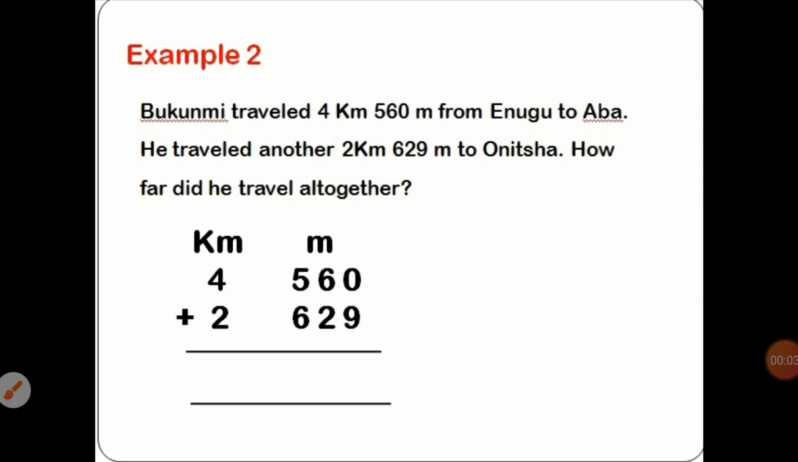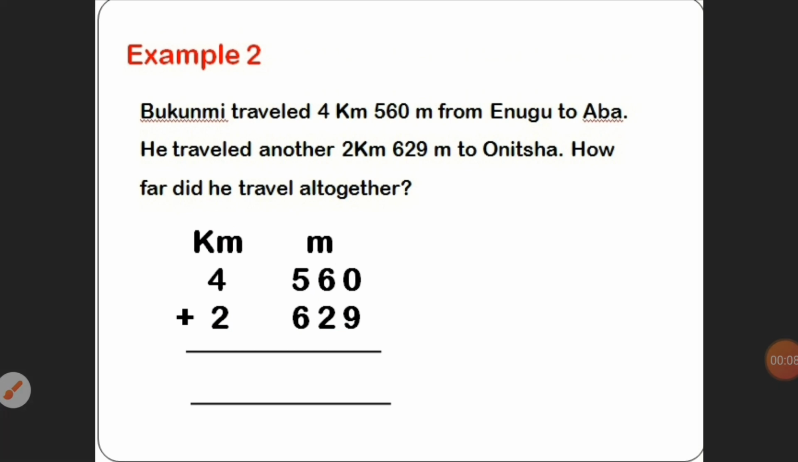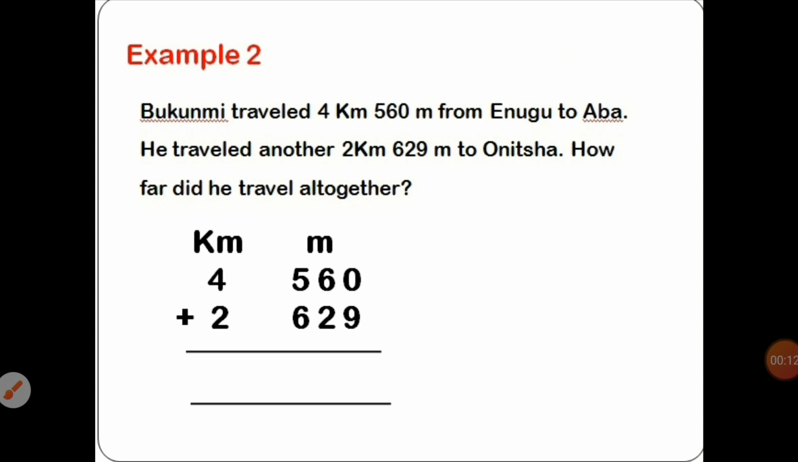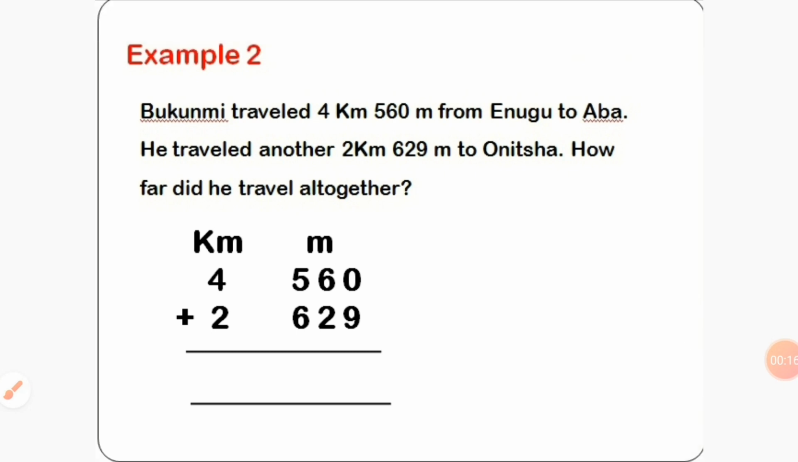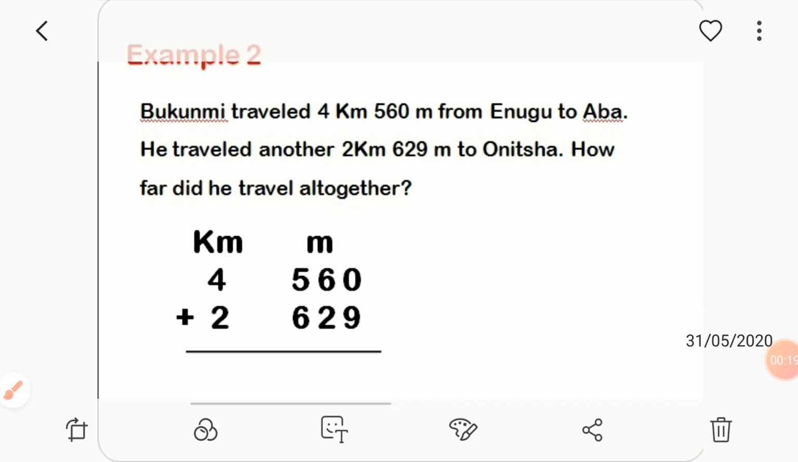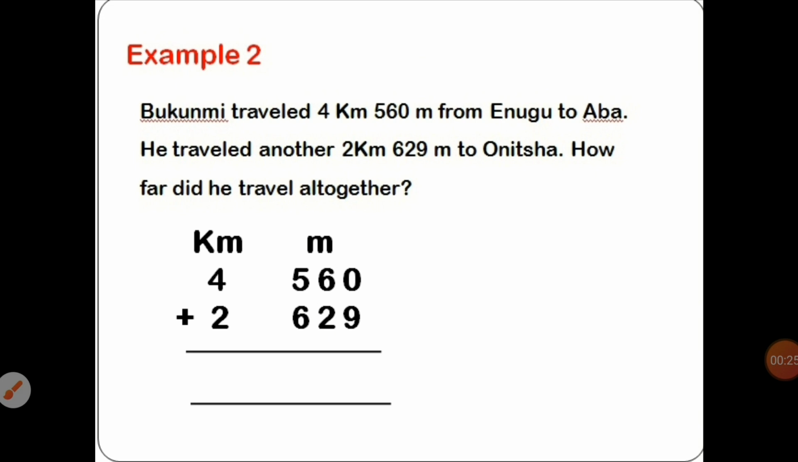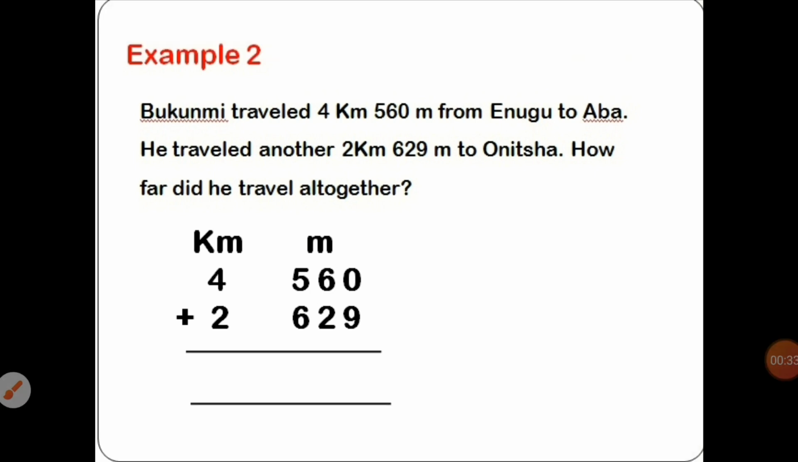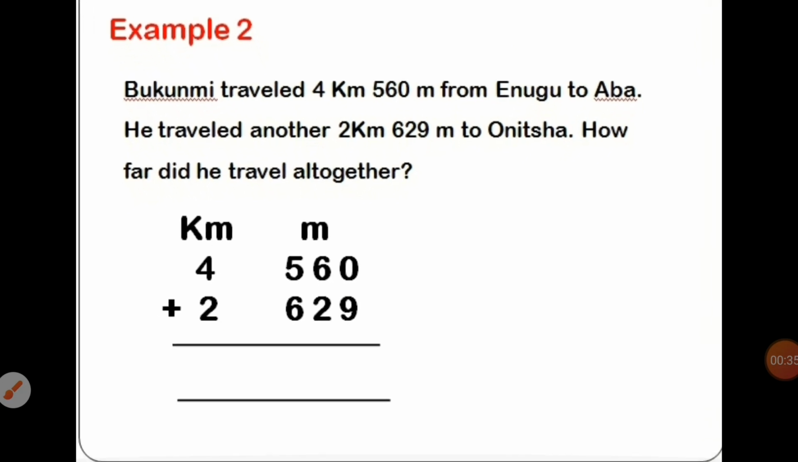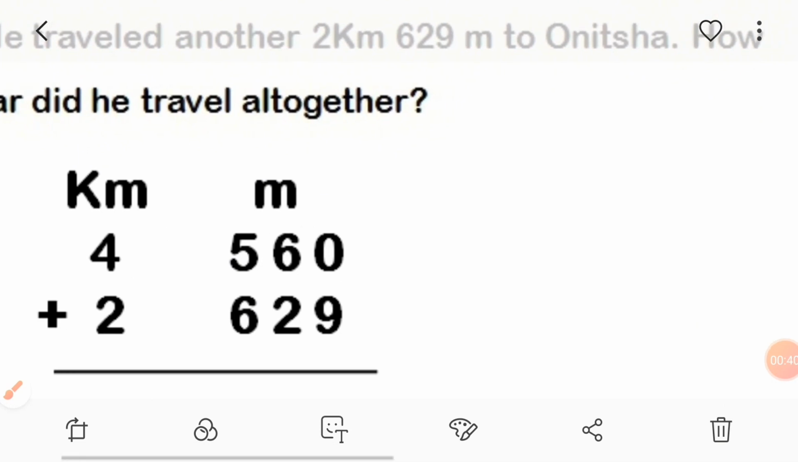Okay, example 2 now. Bukume traveled 4 kilometers 560 meters from Enugu to Aba. He traveled another 2 kilometers 629 meters to Onitsha. How far did he travel altogether? So it means we're going to add up the two journeys. We add 4 kilometers 560 meters to 2 kilometers 629 meters, just like what you are seeing here in the arrangement. Let's add, and don't forget your addition is from the back.